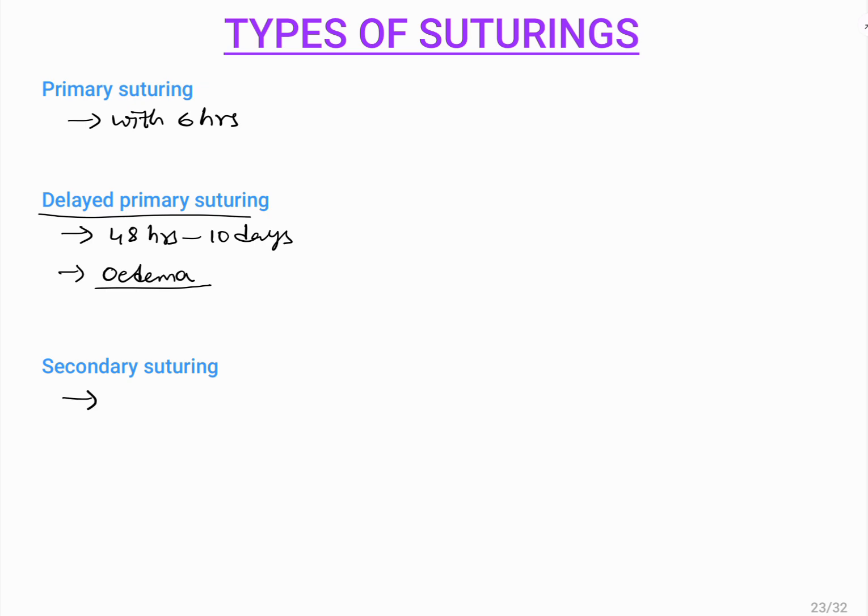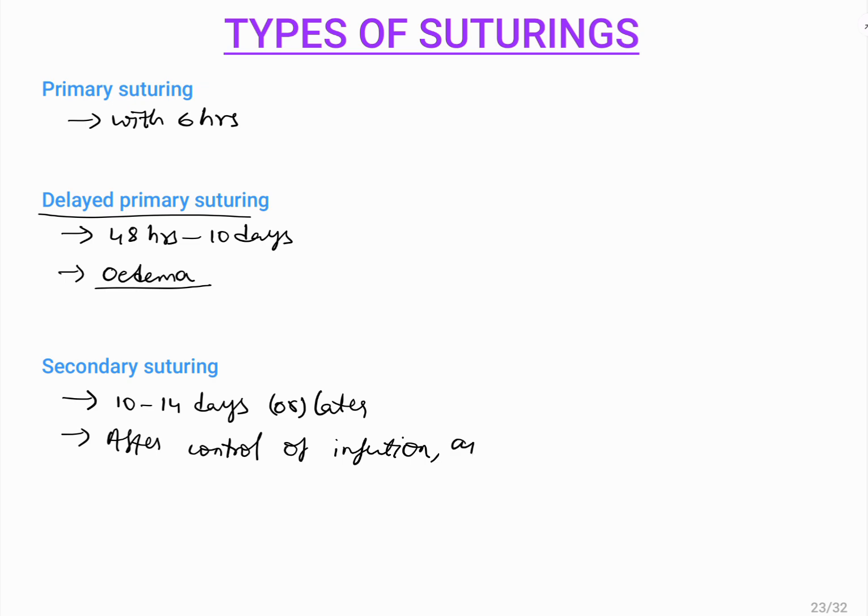Then secondary suturing is done at 10 to 14 days or later. This suturing is done after complete control of the infection at the site of wound and after appearance of granulation tissue. These are the major types of suturing.